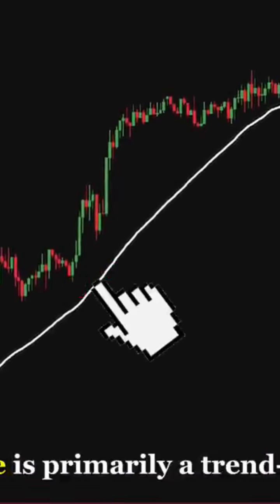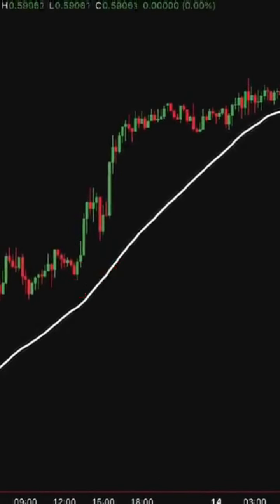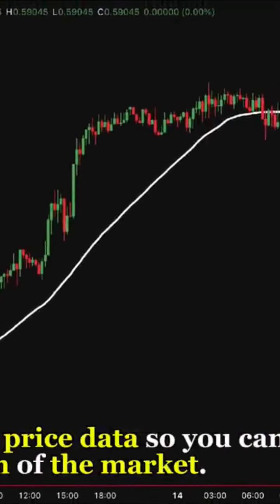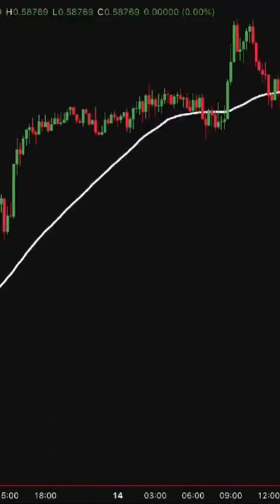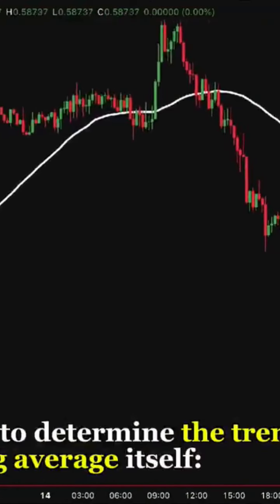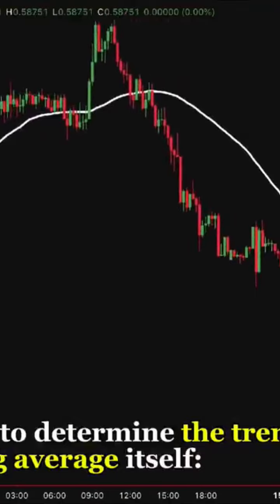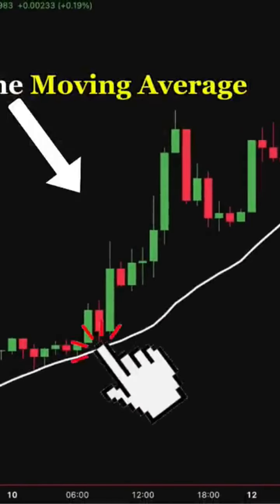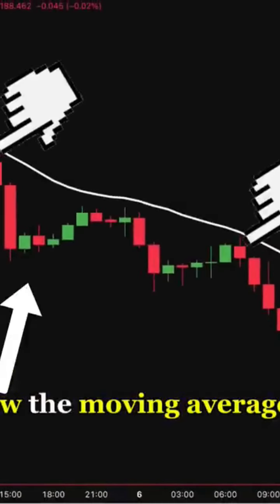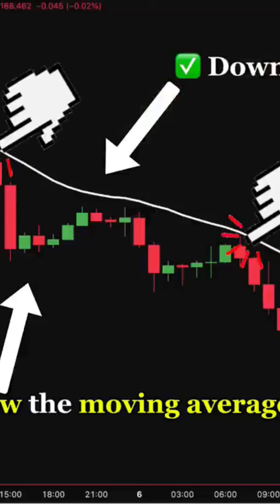The moving average is primarily a trend-following indicator. It helps smooth out price data so you can better understand the overall direction of the market. One quick method to determine the trend is by comparing price to the moving average itself. If the price is above the moving average and remains there, we're likely in an uptrend. That's where you look for buying opportunities. If the price is below the moving average and continues to stay under it, we're probably in a downtrend. In this case, it makes more sense to focus on short setups.